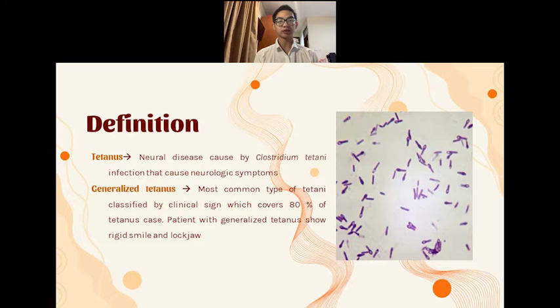So we will start with the definition of tetanus and generalized tetanus. So tetanus is a neural disease caused by bacterial infection. The bacteria is Clostridium tetani, which is a gram-negative obligate anaerobic bacterium that can produce exotoxin. This exotoxin is what causes the symptoms of tetany. And generalized tetanus is the most commonly found classification of tetanus, happening in around 80% of the cases. Generalized tetanus is classified by the clinical signs and findings, besides neonatal, localized, and cerebral tetanus.